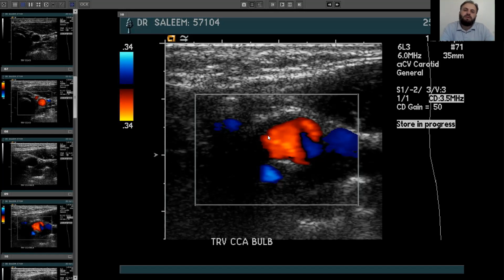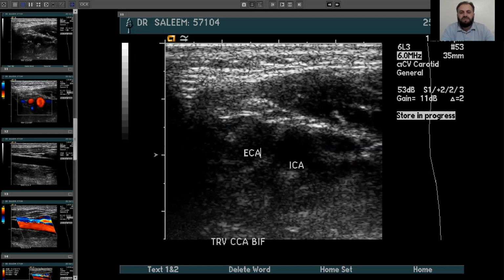So this double color, or two colors, is okay, but we try to see maximum red, though a little blue is okay. That's normal. Even if you see that in the sagittal images, that's still normal flow. It's a turbulent flow because at the bifurcation we see turbulent flow in that area. And after that, we have to bifurcate this. Okay, so transverse CCA bifurcation.